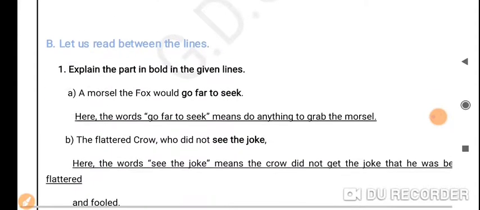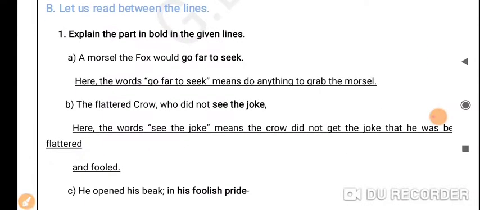Now we have part B. Let us read between the lines. Question number 1, explain the part in bold in the given lines. We have to explain the parts that are written in bold. These lines are taken from the poem.